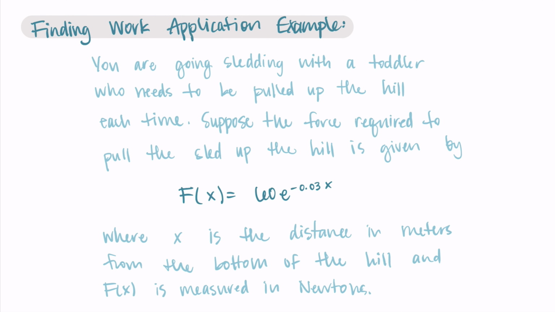So let's suppose you are going sledding with a toddler who needs to be pulled up the hill each time. So there's snow on the ground, you're sledding down a hill, and you have a little child with you and you're going to pull them up the hill.